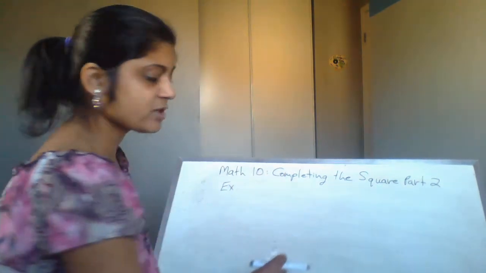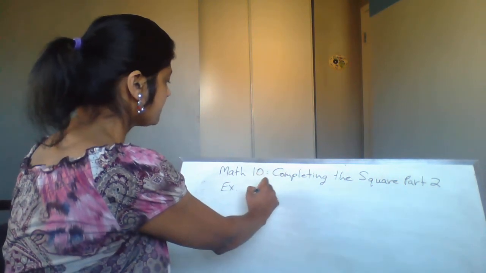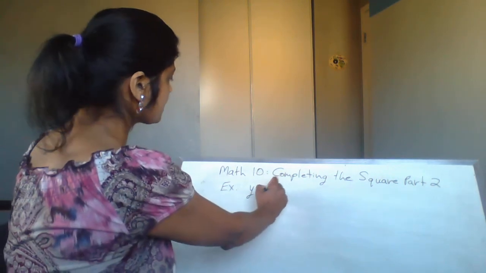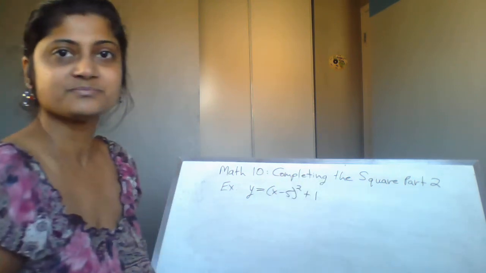So I'm going to take a question from the textbook here. So let's do this one. This is already in the vertex form, so it's x minus 5 squared plus 1.